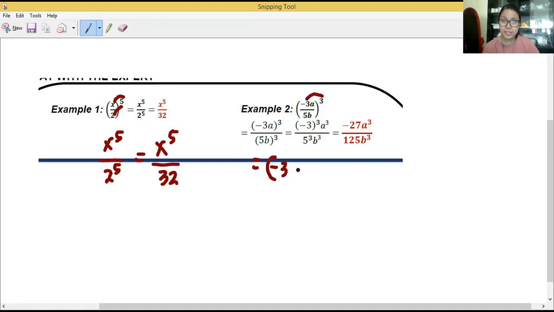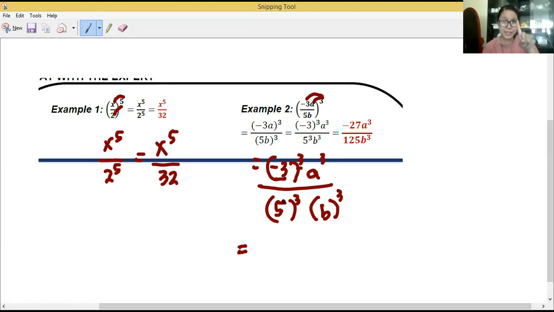On the other side, we have negative 3 raised to the third power, then a raised to the third power over, at the bottom, 5 raised to the third power, and b raised to the third power. When a negative number is raised to an odd exponent, the answer is still negative. And 3 times 3 times 3 is equal to negative 27 a cubed over 5 times 5 times 5 is 125 b cubed.